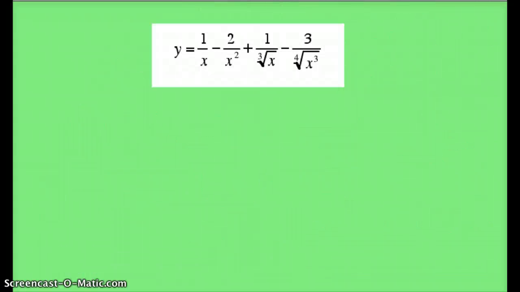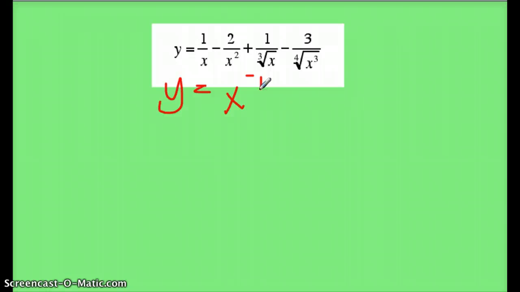Okay, so let's take another example. And so you get a mix of different things here. I have cube roots, I have the 4th roots, and I have fractions. So like what we did earlier, we're going to first write all of these out so that we can get fractions that are easily used. So what I'm going to do is I'm going to rewrite this as y is equal to x to the negative 1. So I'm going to push all my variables up to the top.